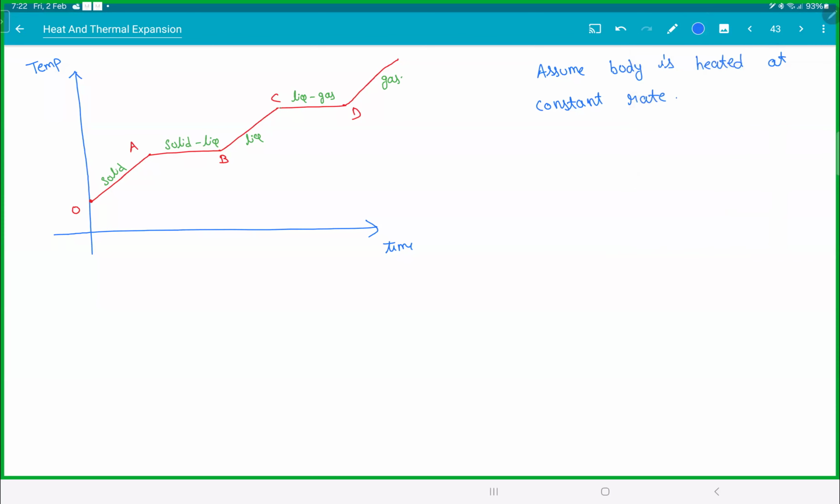Now, here a few things. If you look at the line OA, dQ is equal to m s dT. If you divide by time, dQ by dt is m s, the rate of change of temperature, dT by dt. dQ by dt is anyway constant.